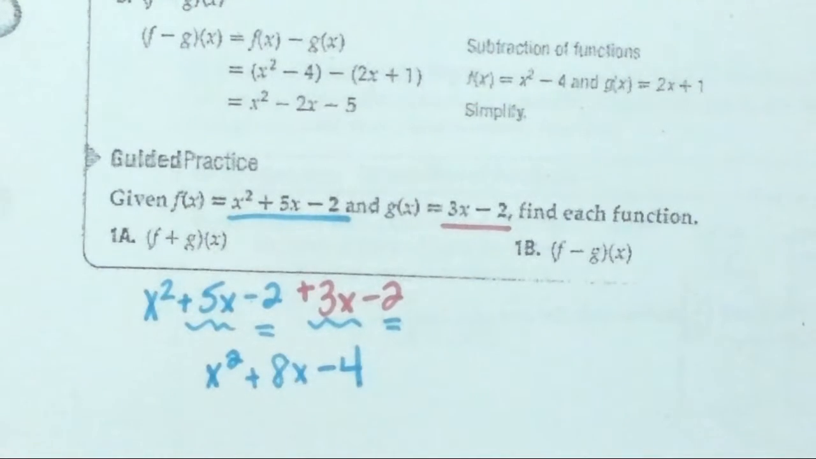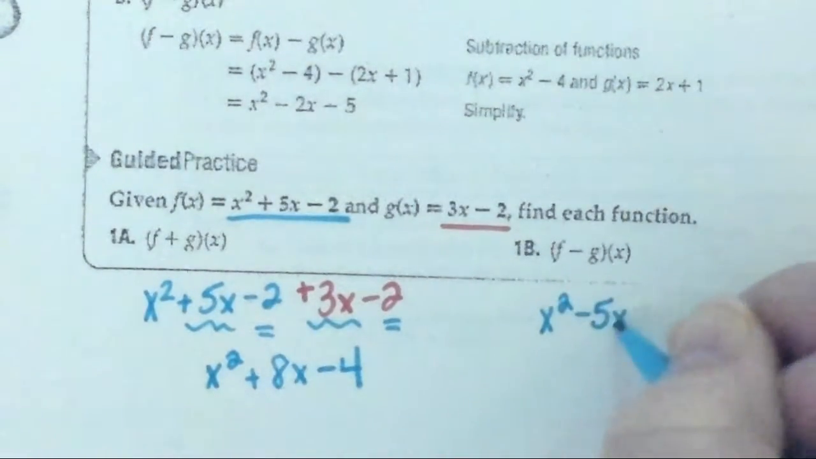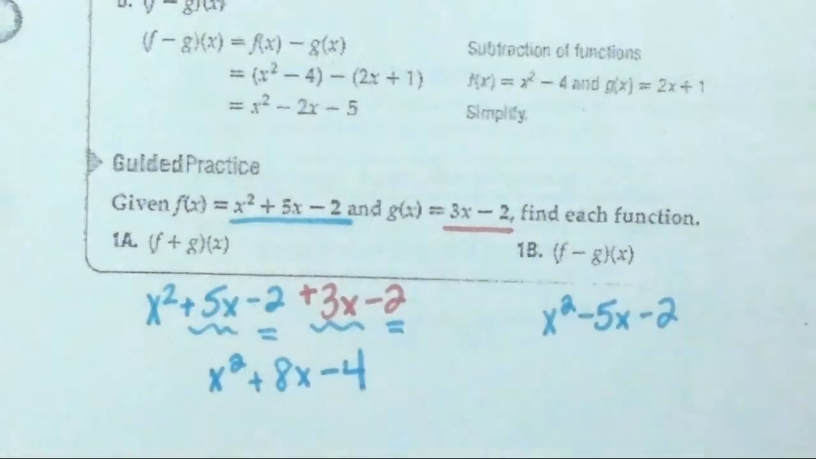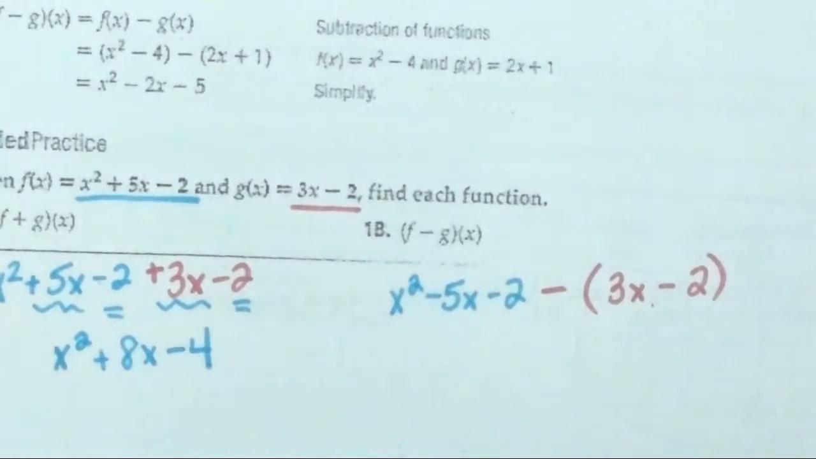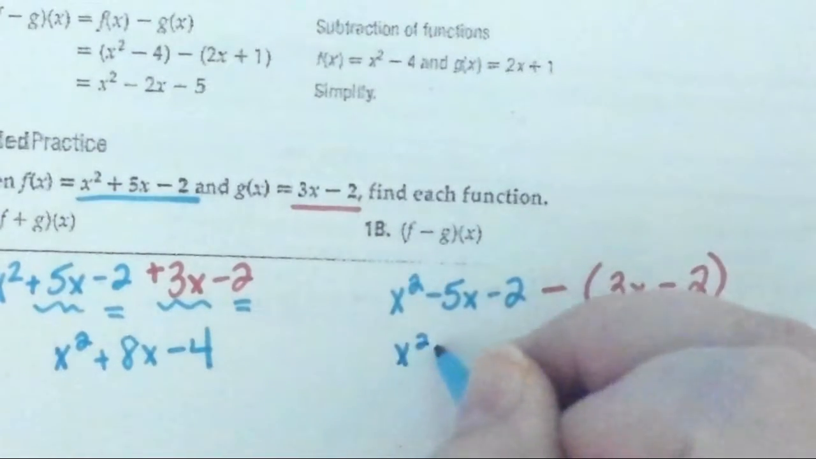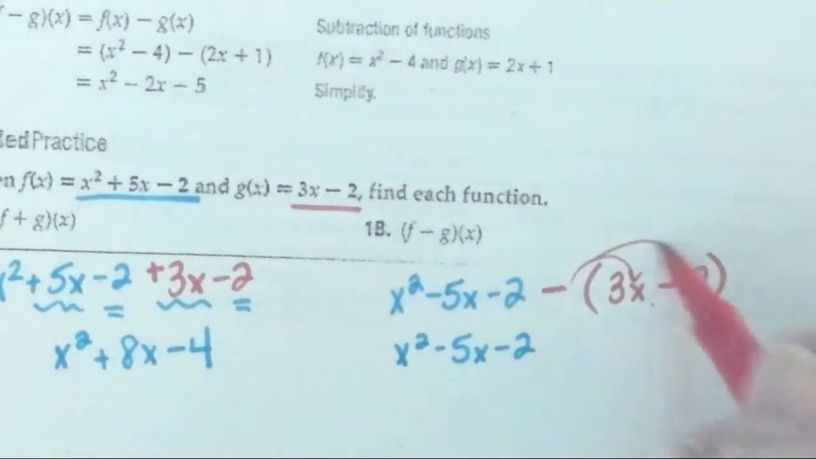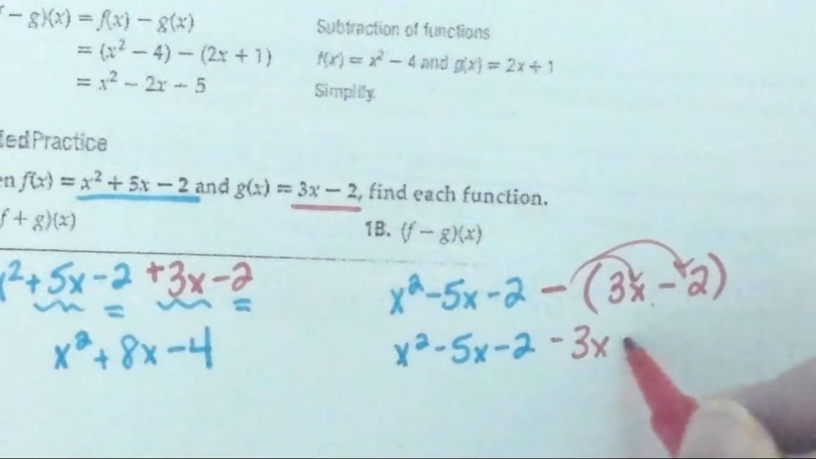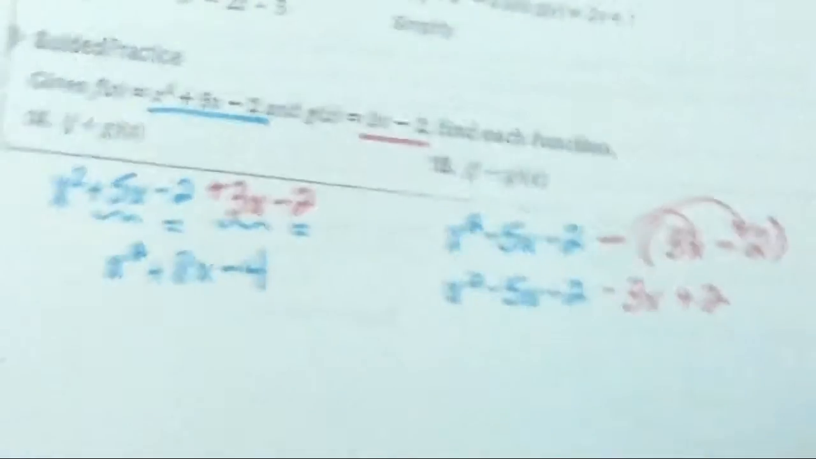The only thing that changes on 1b is instead of adding the 2 functions, we want to subtract. So if f of x was x squared plus 5x minus 2, we want to subtract g of x. Well, g of x is 3x minus 2. We've got to remember to distribute that negative. So we actually have x squared minus 5x minus 2. And if we distribute that negative, we've got a minus 3x and a plus 2. If you can do that in your head, terrific. If not, because it's Monday, I understand.